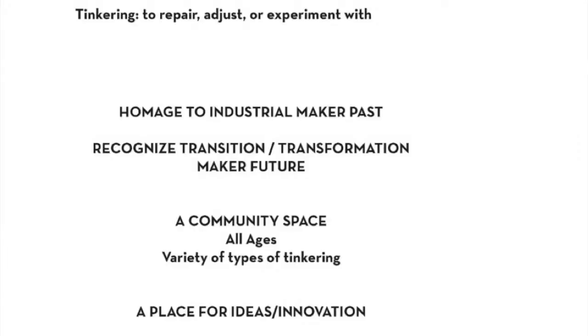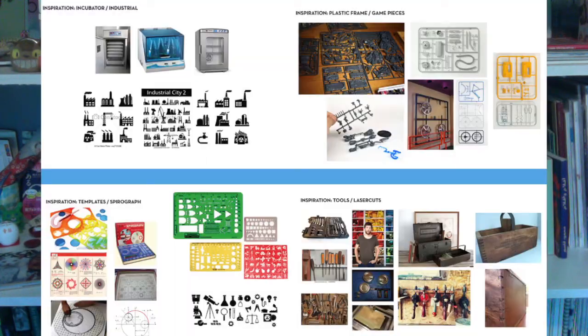So I made a formal presentation to the committee. I start out my formal presentations with the definition of tinkering, this notion of repairing, adjusting, and experimenting. I explained to them that we're doing an homage to the industrial maker past, but recognizing the transition and the transformation of the makerspace future. They really want a community space and a place for ideas and innovation. This was something that I did in 2014 that I'm happy to share with you.